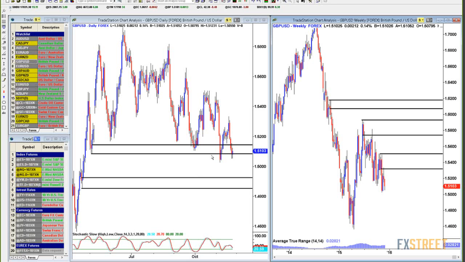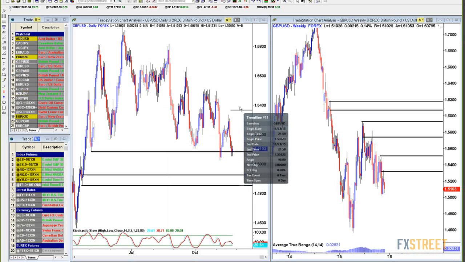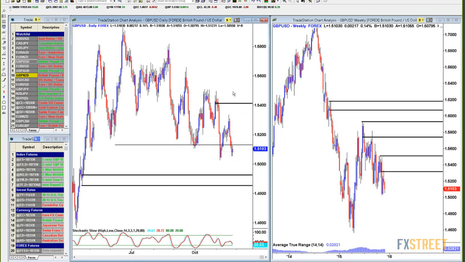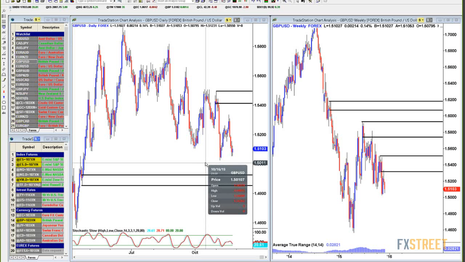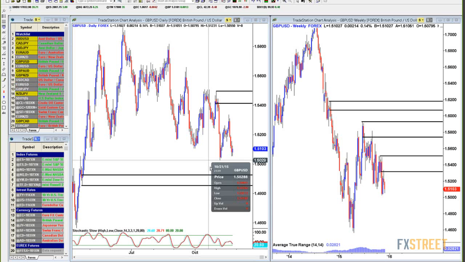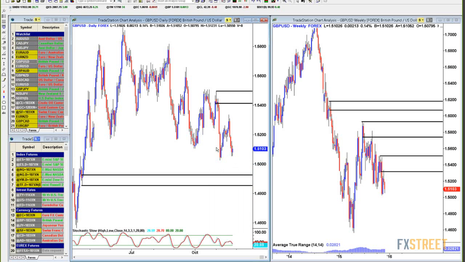The problem I've got right now is I'm not really seeing any good quality entries on here for the pound. I can remove these lines off of the charts, and obviously we've got a nice supply level way back up at 154. But I'd like to be a bit more aggressive on here. The 150 area is massive. I mean, 1.5 is huge on the pound. And you can see as we're getting near to it, we're bouncing.